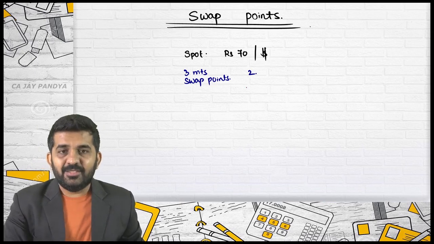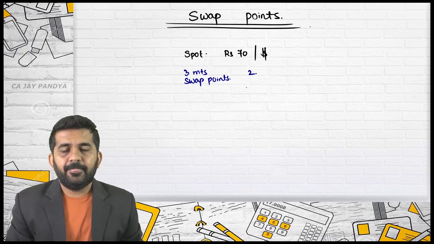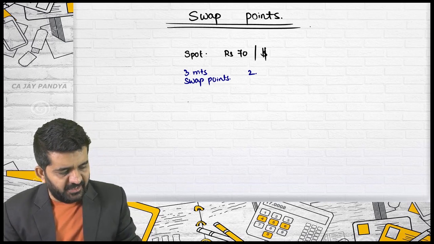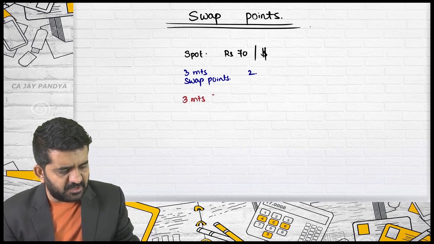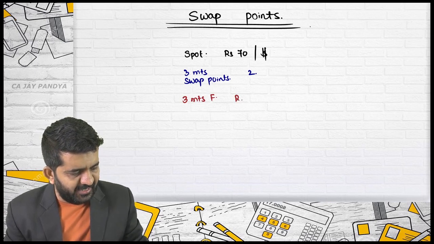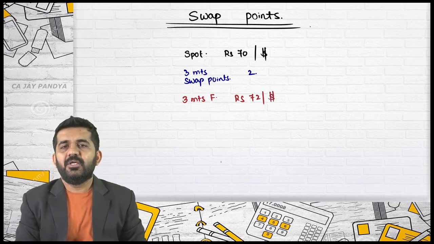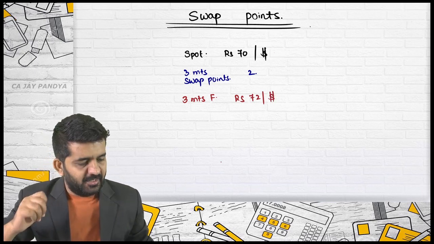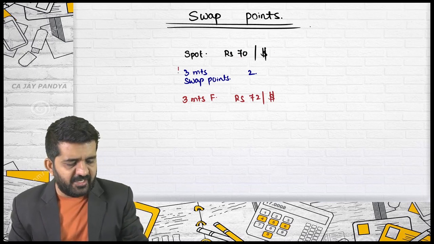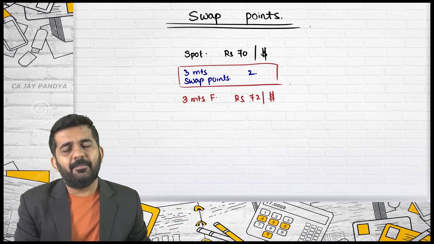What does this mean? This is a technical language of quoting the forward rate. Practically, this means that the 3 months forward of dollar is trading at rupees 72 per dollar. It is the difference between spot rate and forward rate as far as swap points are concerned. Normally, but we have seen in the market, what will be available is both bid and ask rate. Try to concentrate.